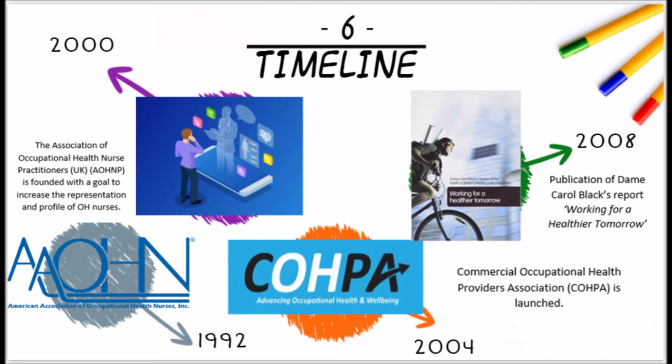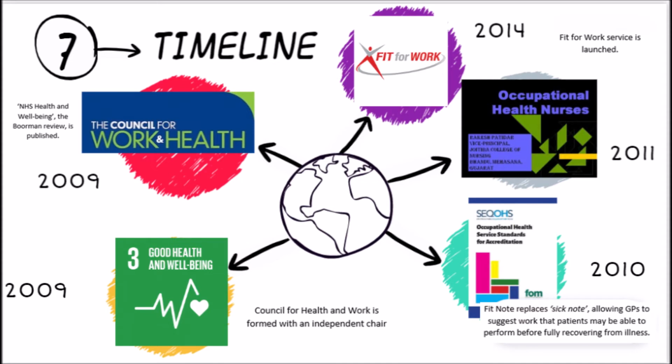In 2004, the Commercial Occupational Health Providers Association is launched. In 2008, publication of the so-called Black Report, Working for a Healthier Tomorrow. In 2009, the Council for Health and Work is formed with an independent chair. In the same year, NHS Health and Wellbeing, the Boorman Review, is published.